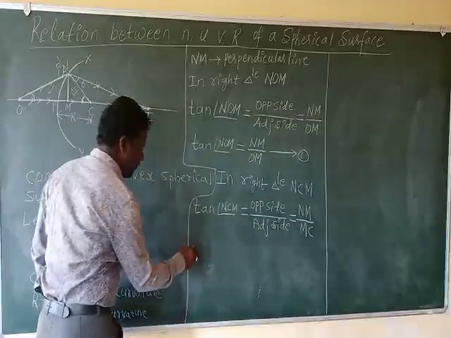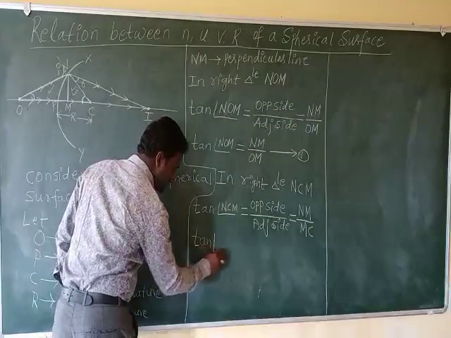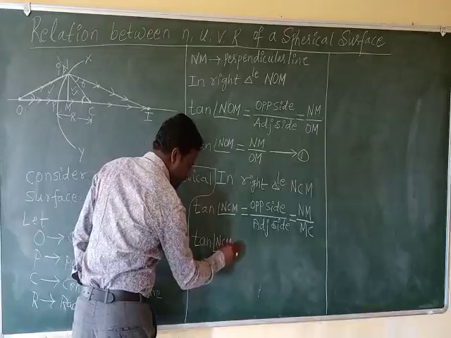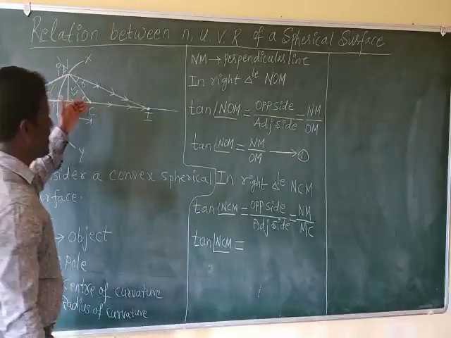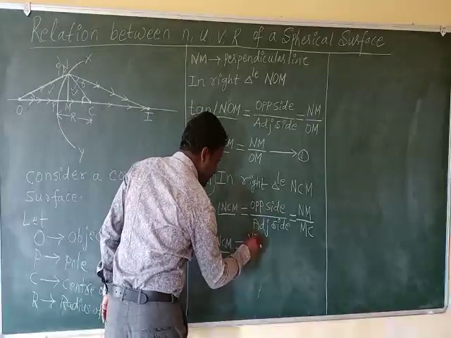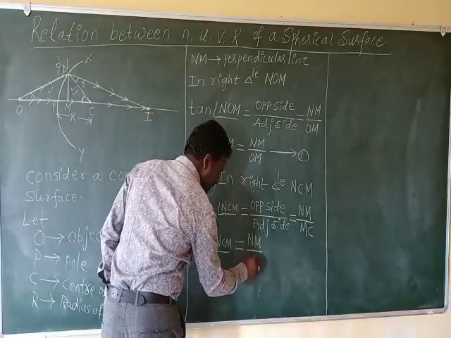MC, so therefore tan of angle NCM equals opposite side by adjacent side, NM by MC. Equation number 2.